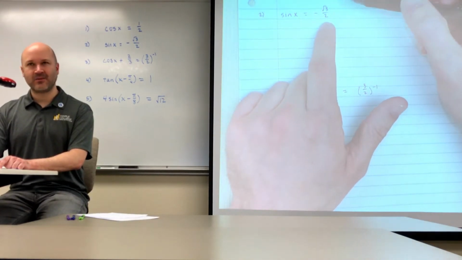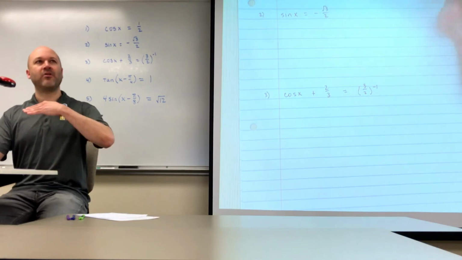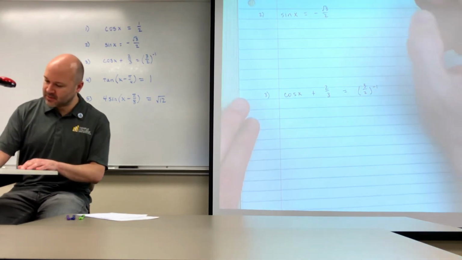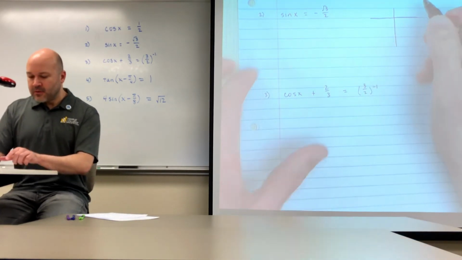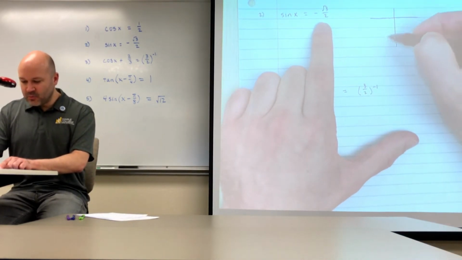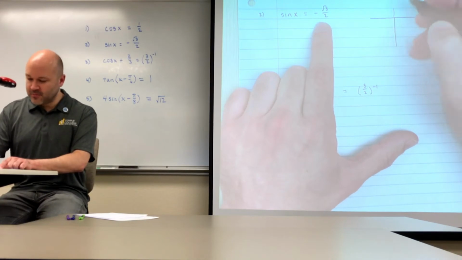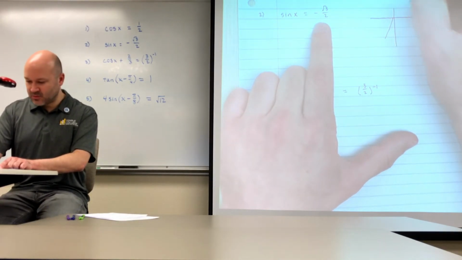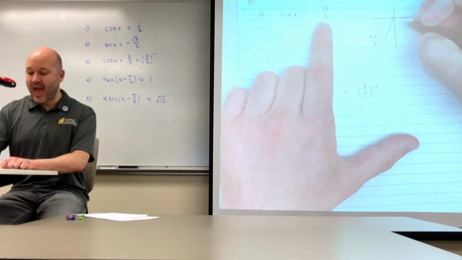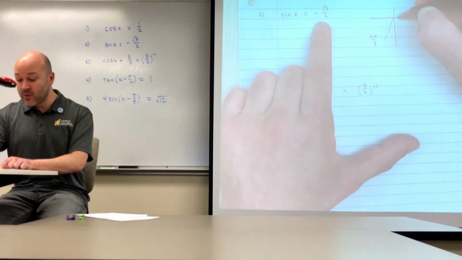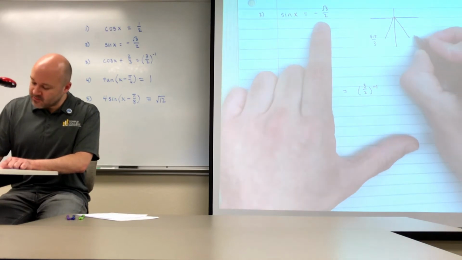But sine is negative in quadrants 3 and 4. Let's see. I'm just going to sketch out the unit circle. The sine value will be that negative root 3 over 2 at this third. So that's 1, 2, 3, 4 pi thirds. And then sine is also negative in quadrant 4. This will be at 5 pi thirds.